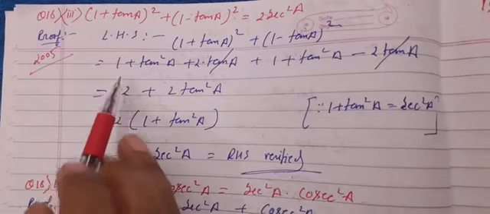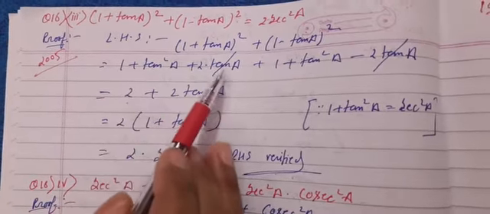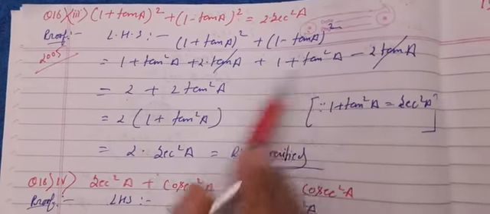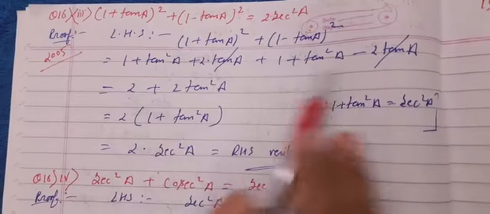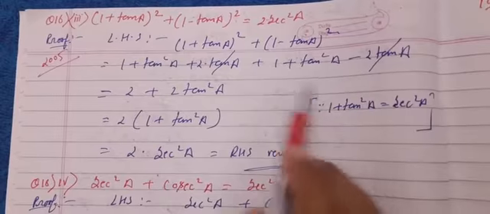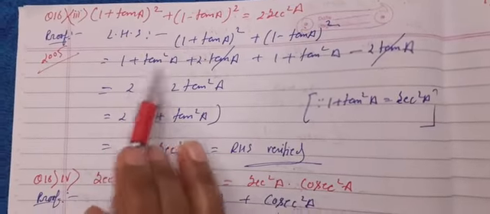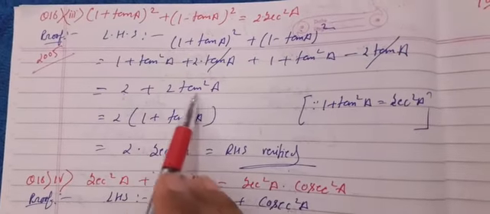So it is like this: 1 plus tan square a plus 2 tan a, and here 1 plus tan square a minus 2 tan a. Now when we see the whole equation, here is plus 2 tan a and here is minus 2 tan a, so both are cancelled. Now 1 plus 1 is 2, and tan square a and tan square a are like terms, so this will become 2 tan square a.